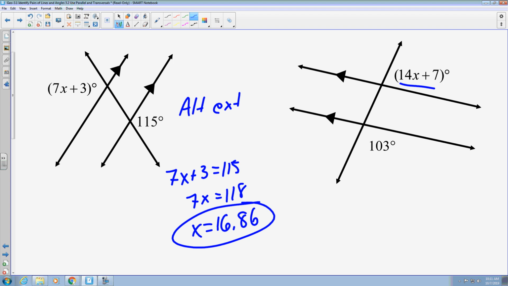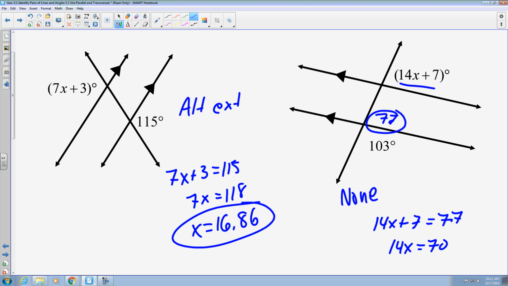Over here, this is top right, but this is not top right. This is bottom right. So this one's no relation or none. But we can still find x. We can say that we got a linear pair here, and say 180 minus 103 equals 77. And then we can take 14x plus 7 equals 77. Subtracting 7, so now I got 14x equals 70. 70 divided by 14 equals 5.